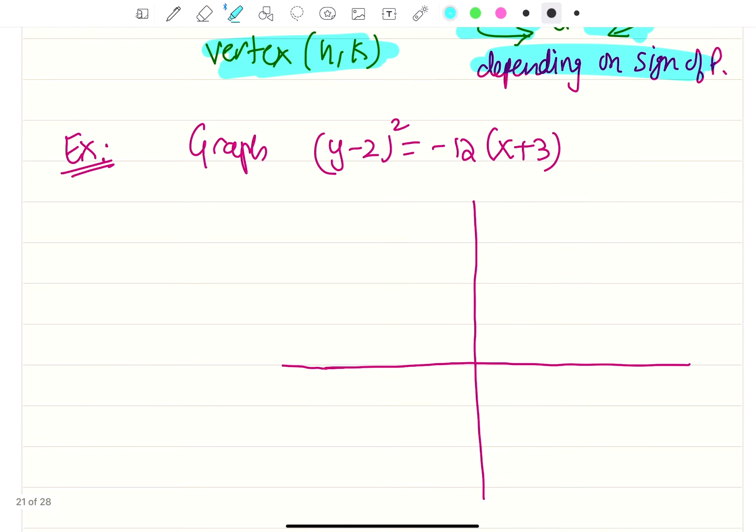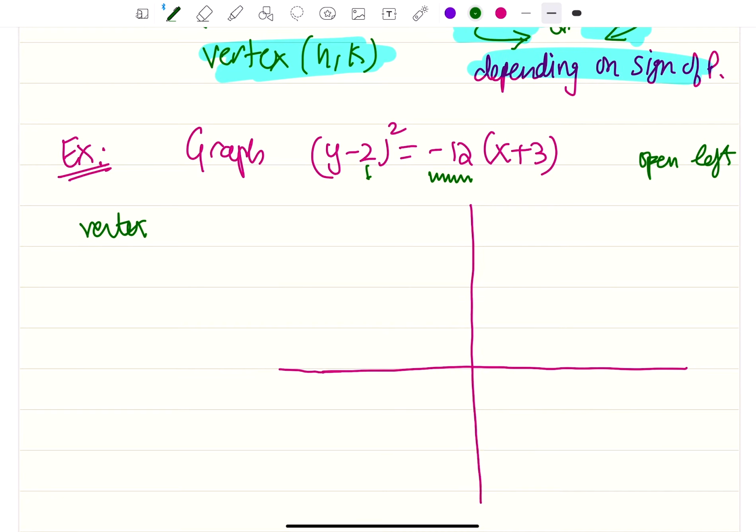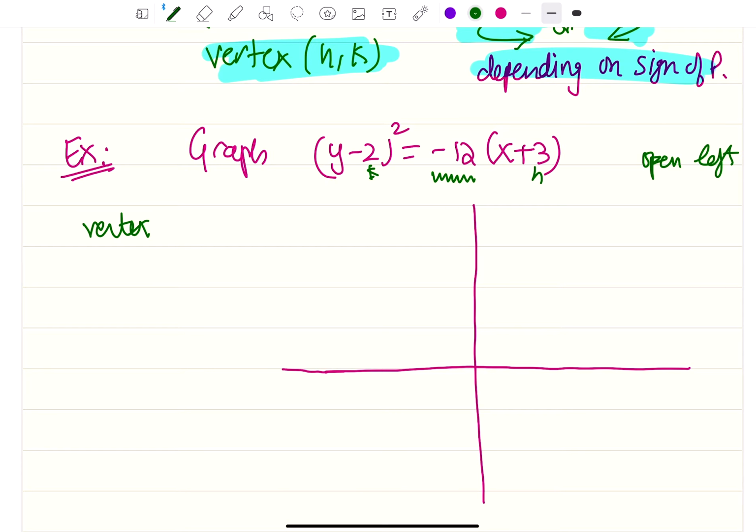Here's an example. (y - 2)^2 = -12(x + 3). Now this parabola is going to be a left and right parabola because y is squared. And we can see the 4p is negative, so it's going to open towards the left. My vertex for this parabola is (h, k), so the vertex would be (-3, 2). Let's go ahead and mark x is -3, y is 2.